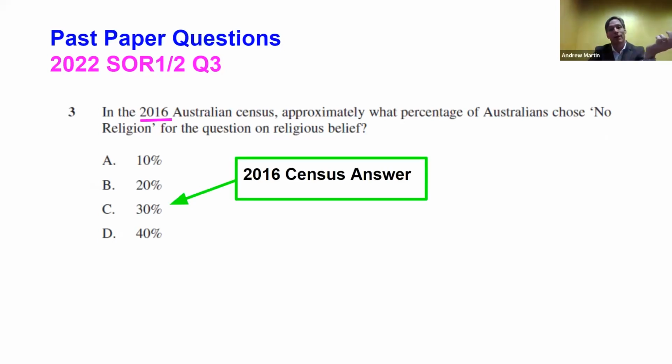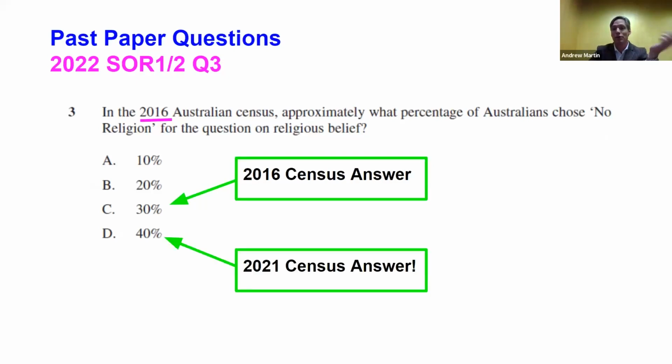Well, this is a great example of how things change over time. In 2016, the correct answer, about 30%. In 2021, if you're answering this question for our data right now, the correct answer is closer to 40%.